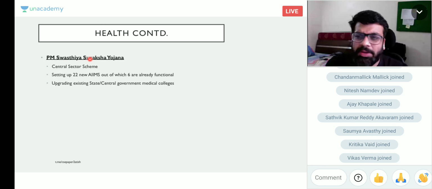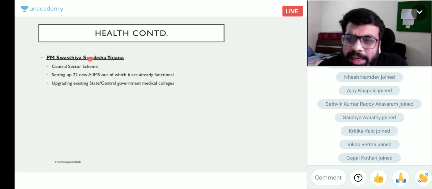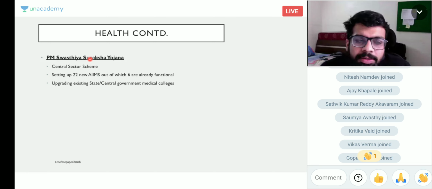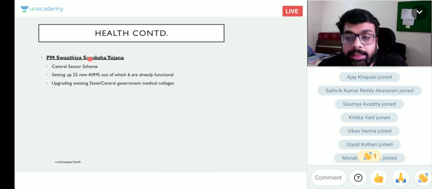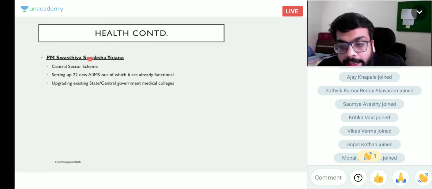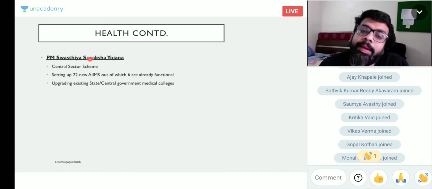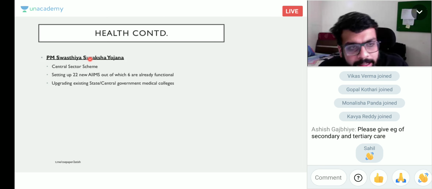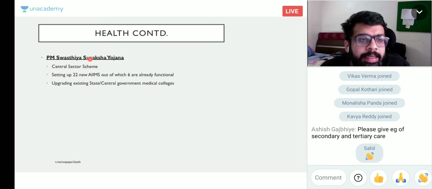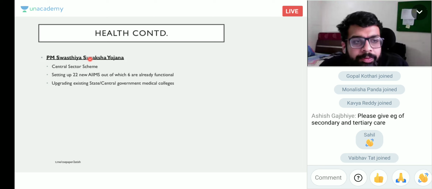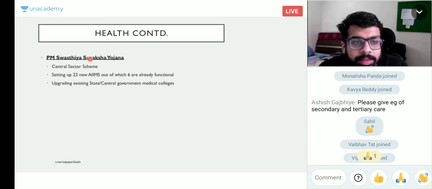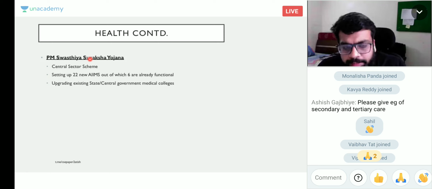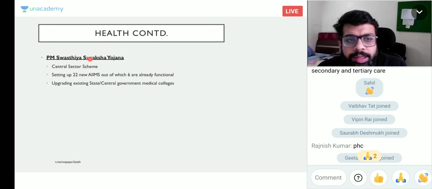There's one more small scheme which is slightly important, the Prime Minister's Swasthya Suraksha Yojana. It's a central sector scheme. In this, you will only and only have the central government paying for it. The state does not do anything here. The states have no role here, and you'll understand why. Because this scheme largely looks at setting up 20 institutions, out of which six are already functional. For example, in Bhopal, Andhra Pradesh, in Raipur, etc.